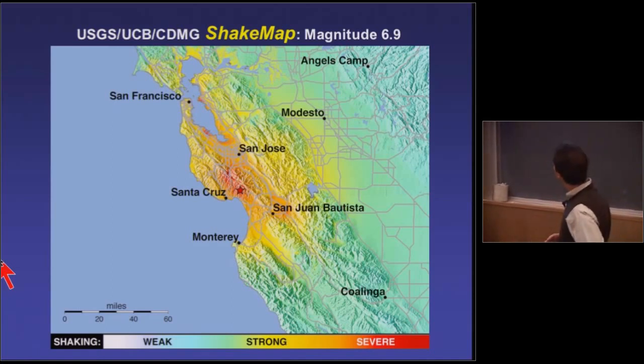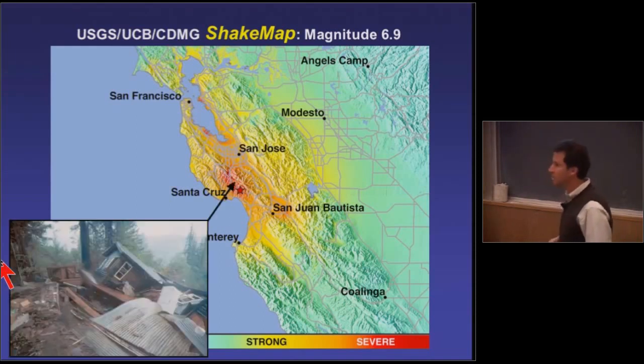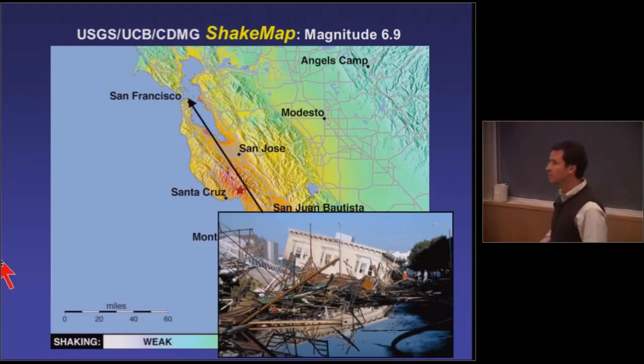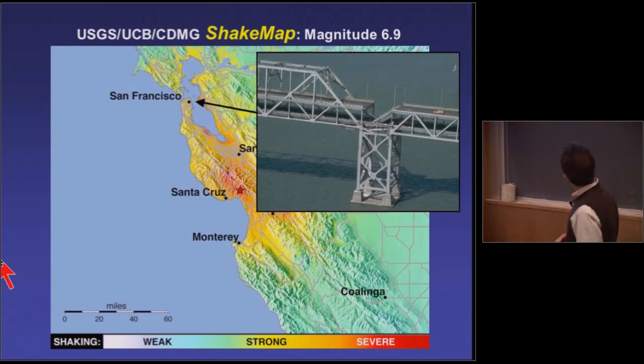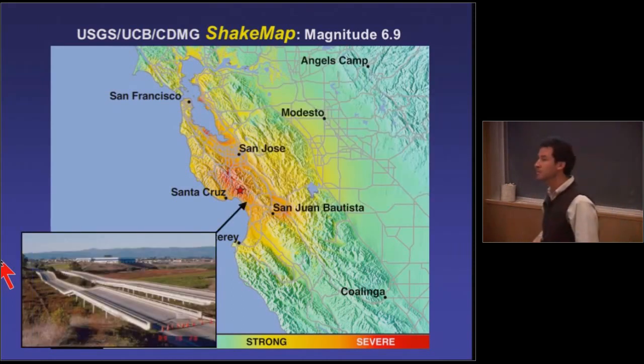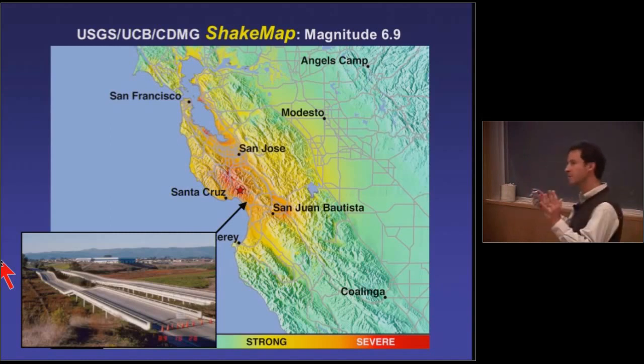So in one place like the Santa Cruz Mountains, you had collapse of houses and downslope failure. In the Marina District, we had a lot of collapse of weak first-story structures. The Bay Bridge partially collapsed across the bay there, and also a number of roads failed in areas of high intensity. So this is a very good way of having a base map and showing what actually happened.